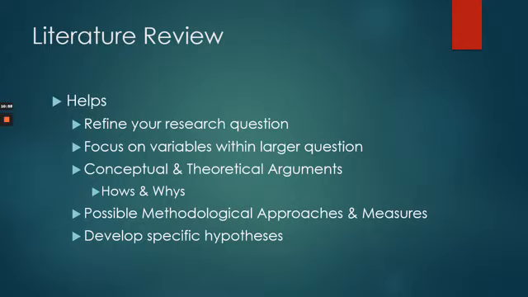And so when you also read your literature, you want to focus on the variables within a larger question. So what do I mean by that? So if I say I'm interested in narcissism relating to aggression, well, I better be reading and understanding what narcissism really means. So how do I really define that variable of narcissism? What does that mean? And be able to write that in your introduction so other people know what you mean by narcissism.